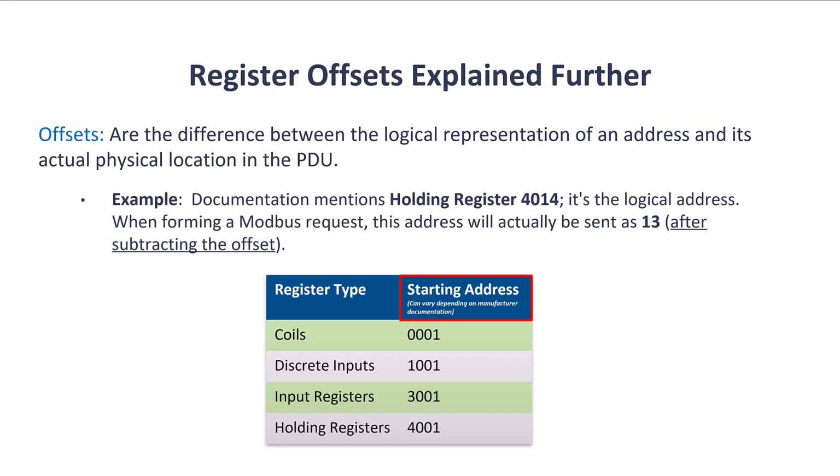As shown in the table, for coils subtract 1, for discrete inputs subtract 1001, for input registers subtract 3001, and for holding registers subtract 4001. These starting values can vary between vendors, but the concept is always the same. Logical addresses are used for reference, and PDU addresses are what actually get transmitted. Once you get used to this pattern, converting logical addresses into PDU addresses becomes second nature.